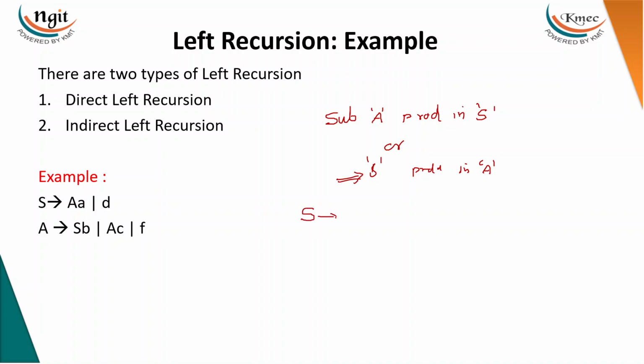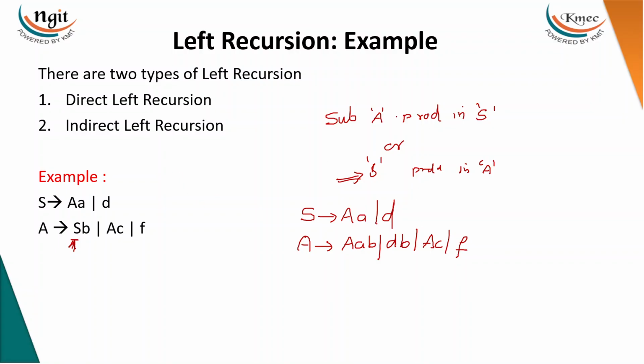Then you can do this. S tends to A or D, and A tends to, in place of S, substitute all of its productions. The substitution rule we have discussed, right? So in place of this S, substitute A, then you'll get AAB, and substitute D, you'll get DB, and AC and F. Now see, we don't have any indirect left recursion. You check it. S tends to A. For this A, if you substitute anything, you won't get S. For A, no other non-terminal occurs as a first symbol, so you never get it.